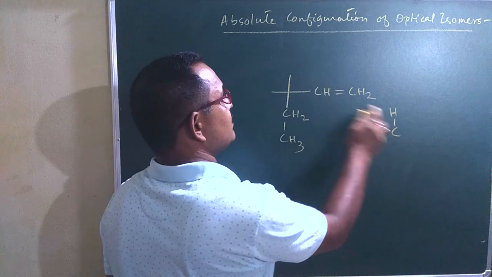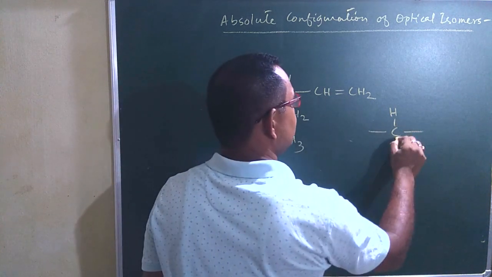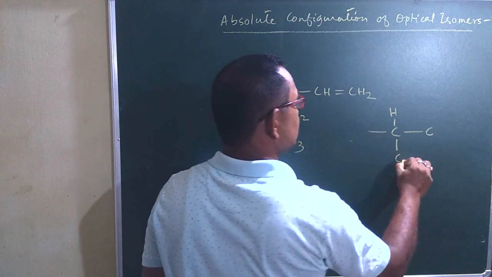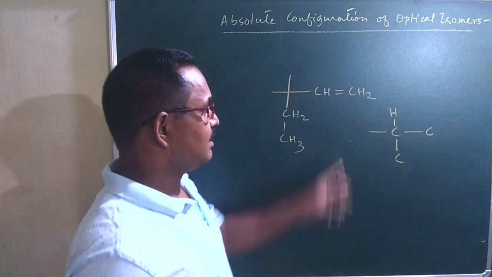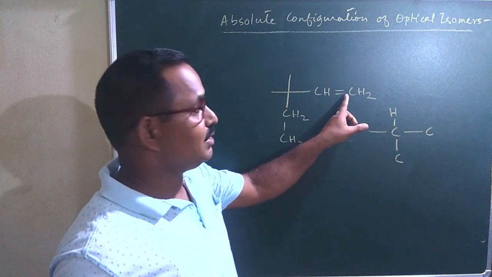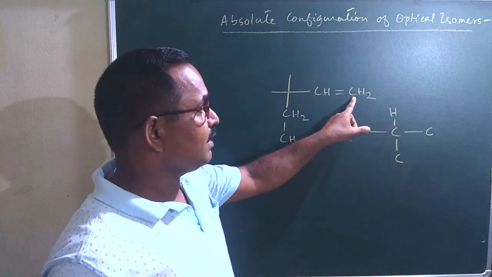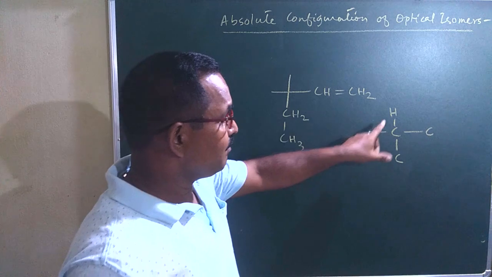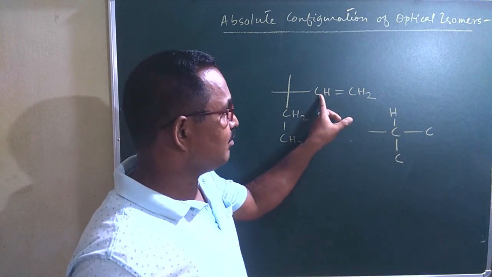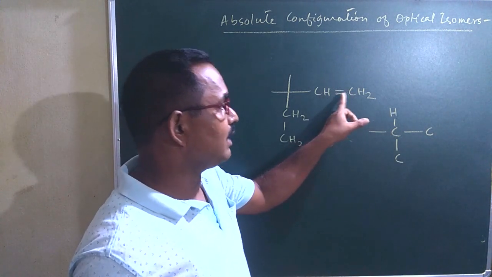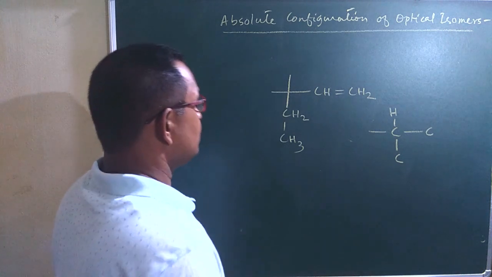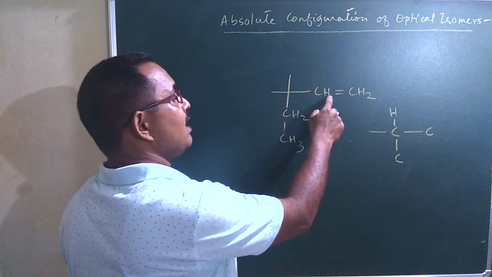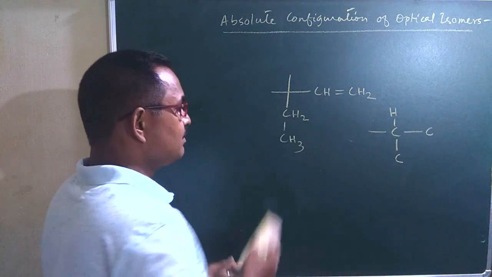This carbon is attached with 1 hydrogen, and we suppose it is attached with 2 carbons. Actually there is 1 carbon, but that carbon is connected by means of a double bond. Then we will consider this carbon is connected to 2 carbons. So compared to this, this will have higher priority.